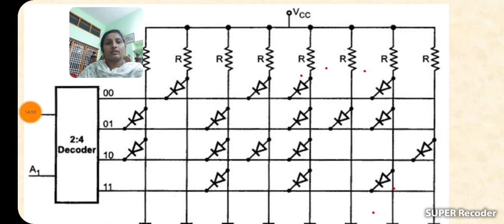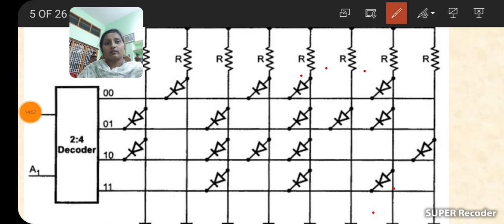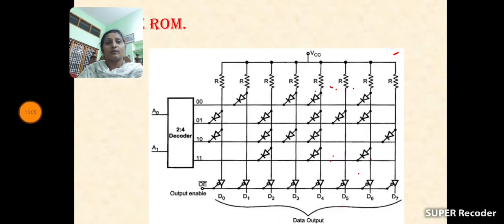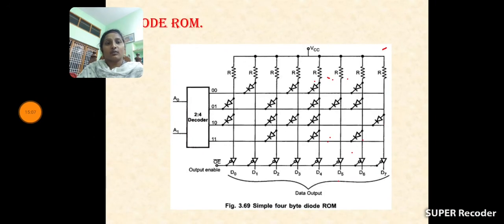Now coming to the diagram, the diodes are arranged in the form of rows and columns. In the first row 2 diodes are connected, in the second row only one diode is connected, in the third 3 diodes are connected, in the fourth 2, and in the fifth 4.